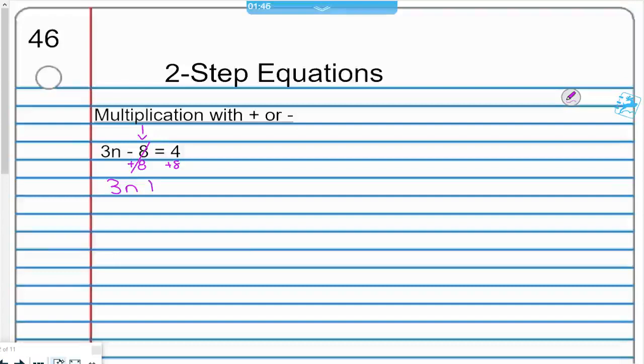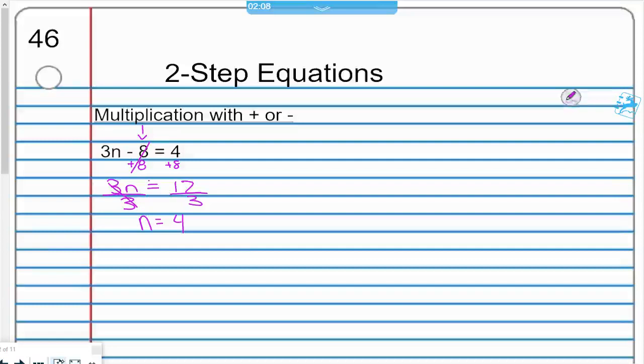So I get, whoops, let's put an equal sign. So now I have 3 times n equals 12. So I need to use the opposite of 3 times n. I'm going to divide by 3, cancel out. N equals 12 divided by 3 is 4.